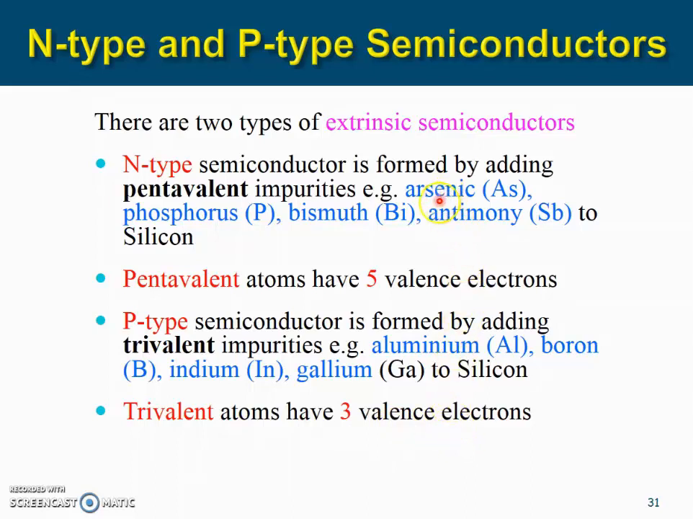Examples of pentavalent atoms are arsenic, phosphorus, bismuth, and antimony. And for trivalent impurity, examples are aluminium, boron, indium, and gallium.